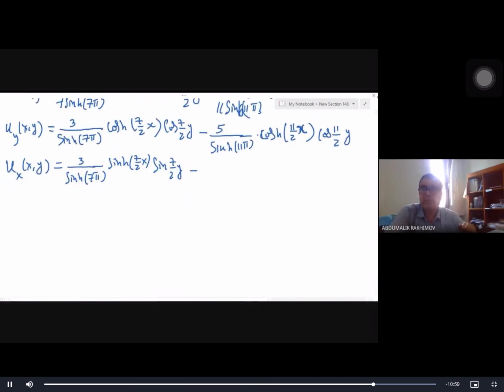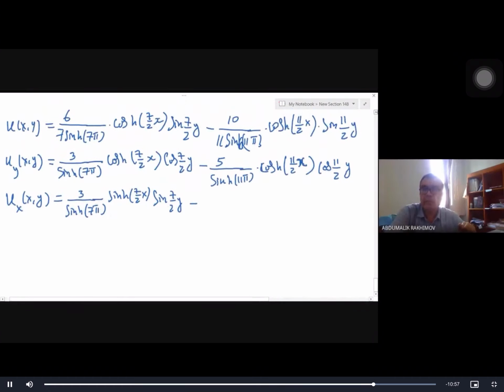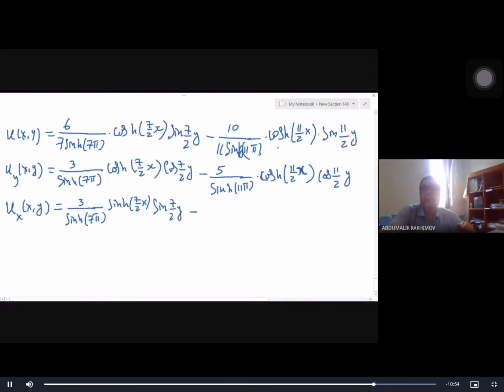Now the derivative of the second term with respect to x. I must differentiate this cosine. When you take the derivative, 11/2 comes. The 11 will cancel with 11, so I have 5 over sine hyperbolic 11 pi. Next will be sine, the derivative of cosine, right? Sine hyperbolic 11/2 x, then sine 11/2 y. So I need all derivatives. Now I can check all conditions.